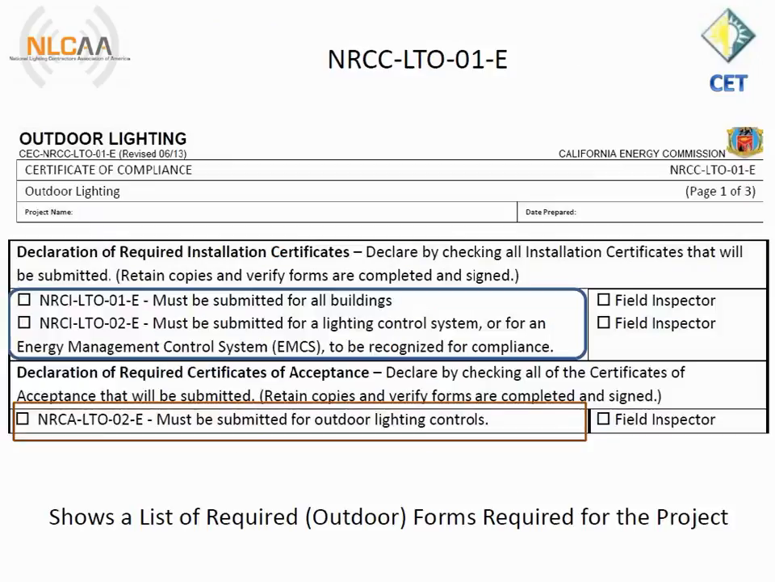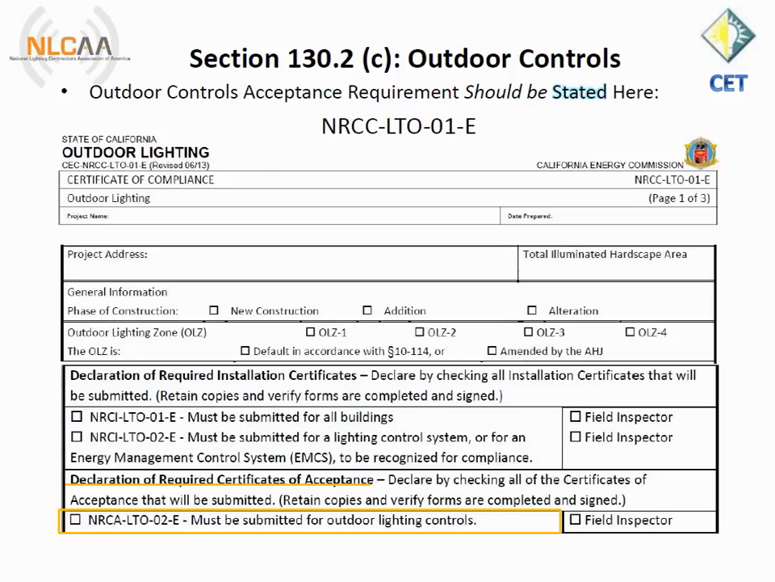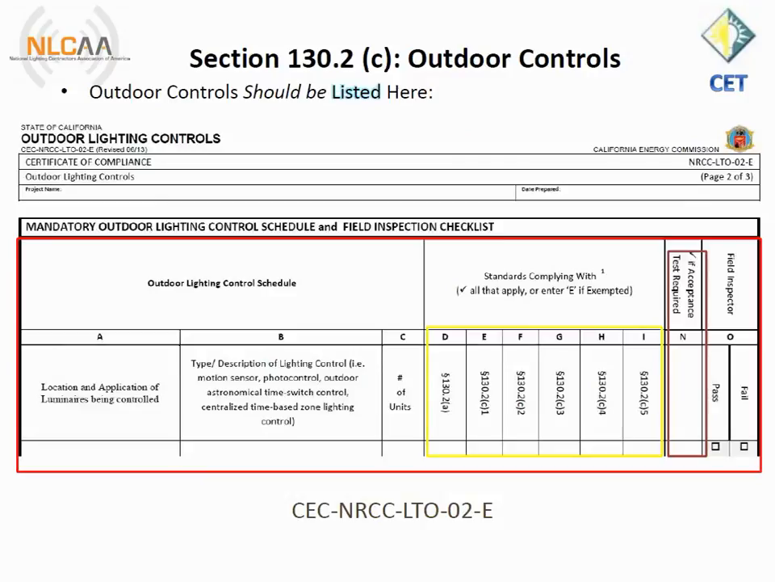Let's look at the outdoor version of these compliance forms. NRCC for compliance, LTO for outdoor, 01-E for enforcement, is a list of outdoor compliance forms required for the project. Here you see installation and acceptance testing forms that would be required if checked. It is assumed that at a minimum, NRCC LTO-01-E and NRCC LTO-02-E should be attached to the plans if appropriate. Here is NRCC LTO-02-E, sporting rows and columns similar to the indoor lighting controls compliance form. In this case, checking off anything as mandatory causes acceptance testing to be required. This one should also appear on the plans.